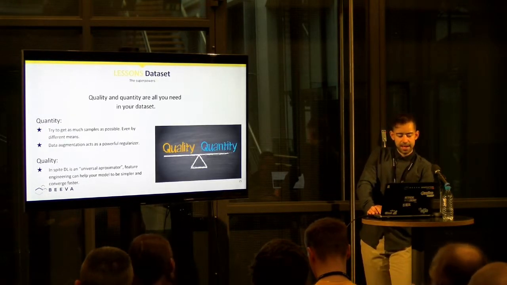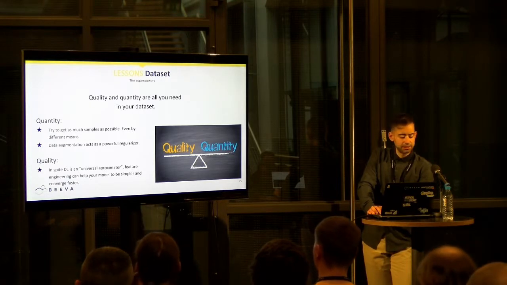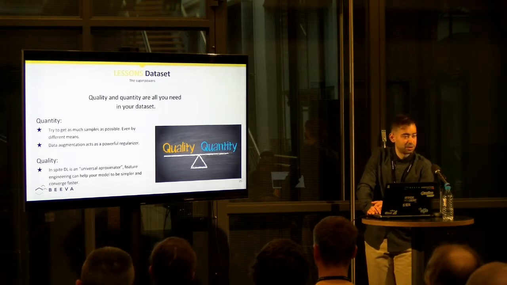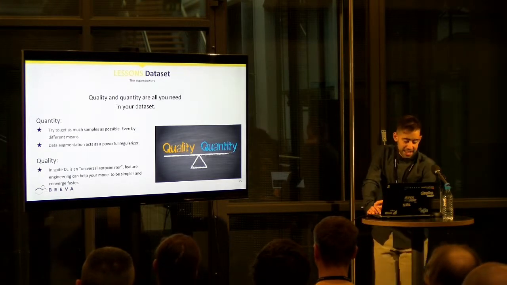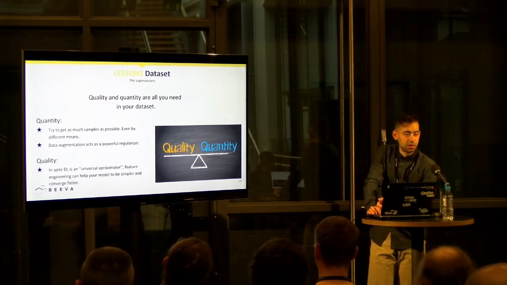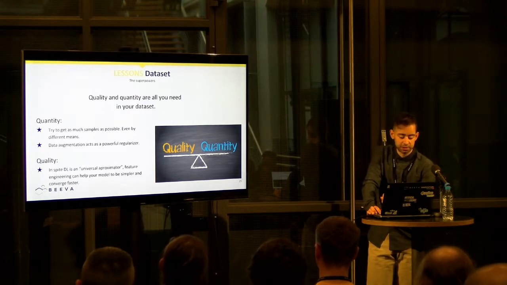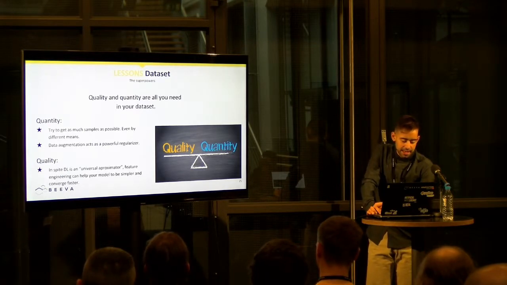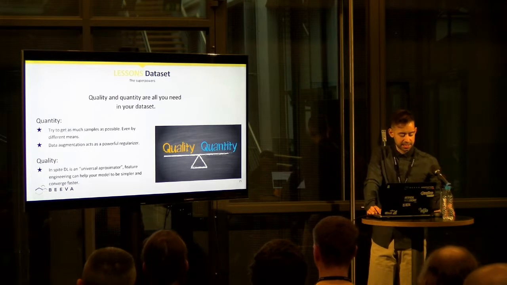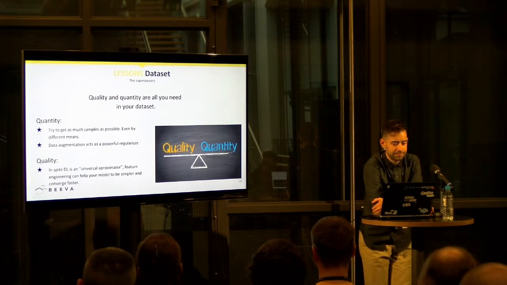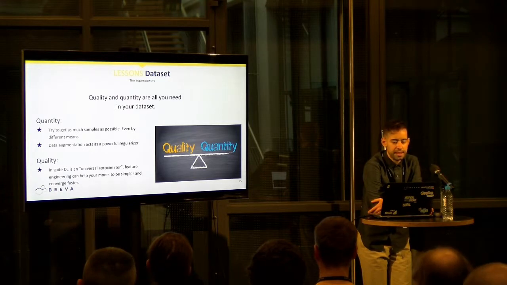So about the dataset, I found out that quality and quantity is what you need. So the more data, the better. If you can get a lot of data, you can also perform data augmentation. So remember to keep the statistical invariances of your data set. And about quality, I think that's a problem, because in spite of deep learning being used as a universal approximator, sometimes the quality of the data is very noisy. So here you cannot get rid of the feature engineering.